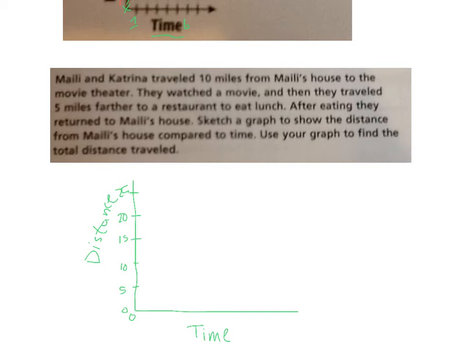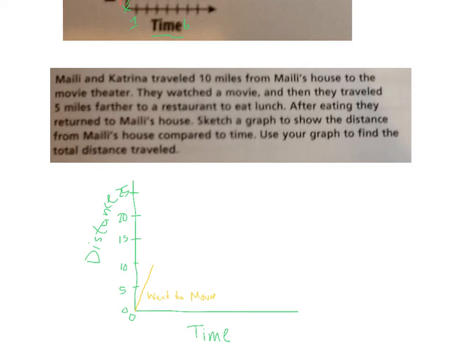So it says, where'd they go first? They went to the movie theater and they traveled 10 miles. Well, if they're traveling 10 miles, over time they're going to get there, right? So we traveled 10 miles. So here we went to the movie.